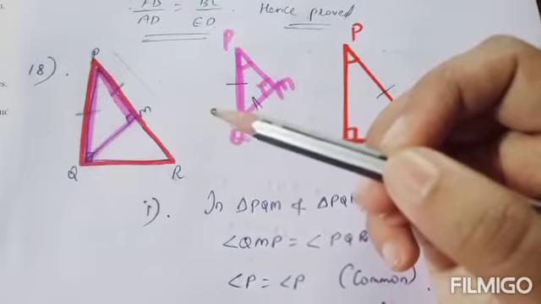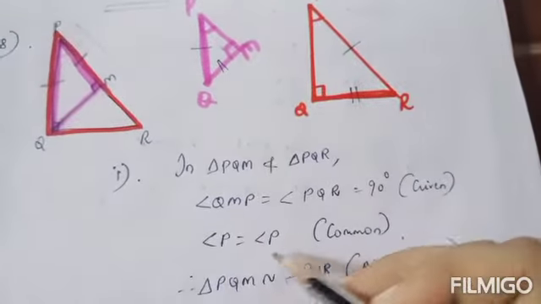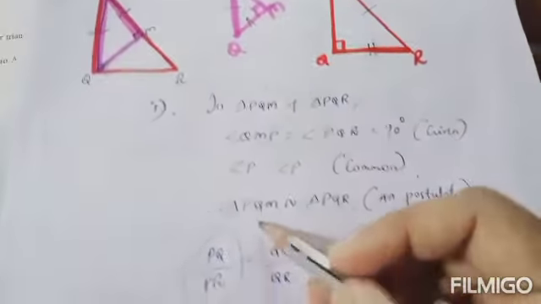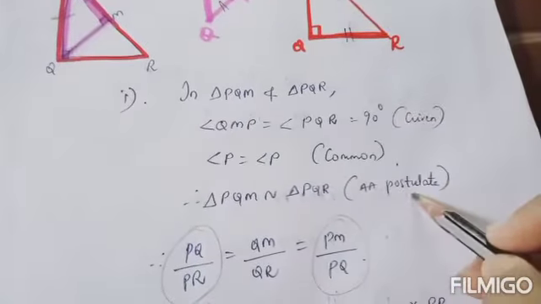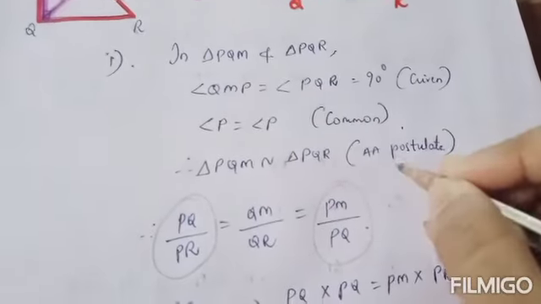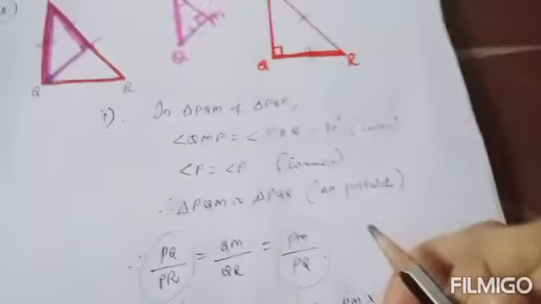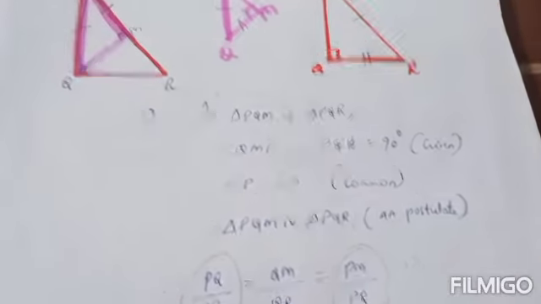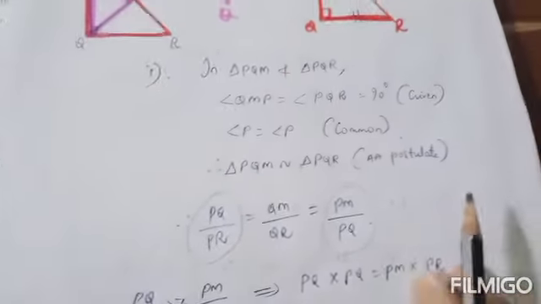You can see, angle P equal to angle P, common. Therefore, these two triangles are similar by AA postulate. Okay, triangle PQM similar to triangle PQR by AA postulate. If two triangles are similar, what can you write? The ratio of corresponding sides are equal.